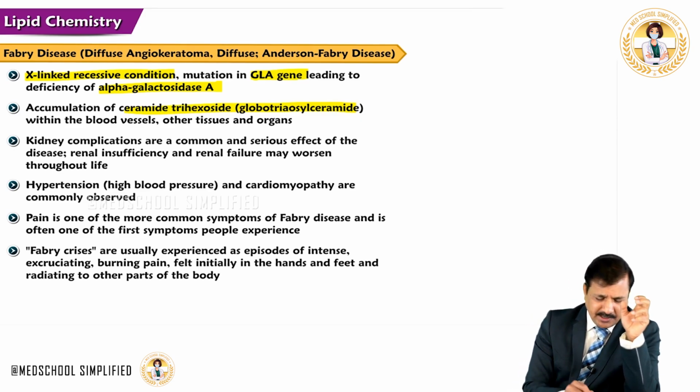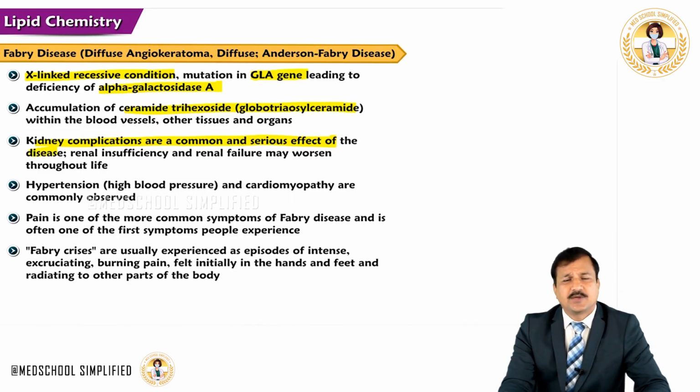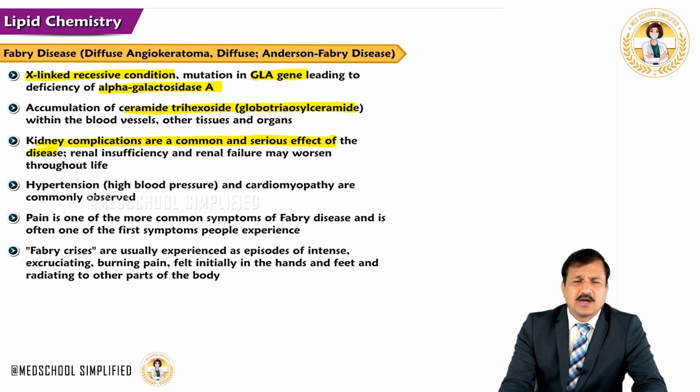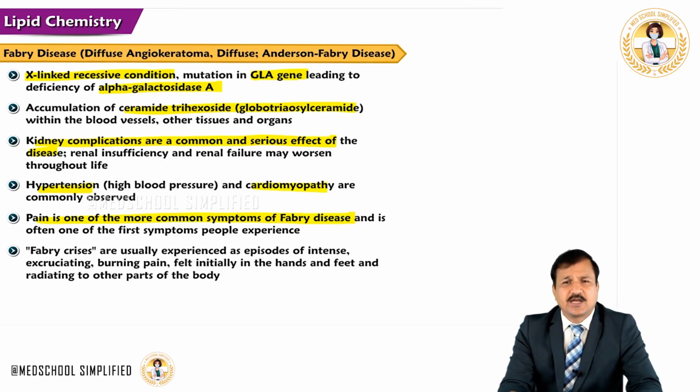Now, the kidney complication is the common and serious effect of this disease, and usually patients die because of renal failure. Other than this, patients may show hypertension and cardiomyopathy. And pain is one of the more common symptoms of Fabry disease, and usually that is the first sign that brings the patient to a physician's attention.